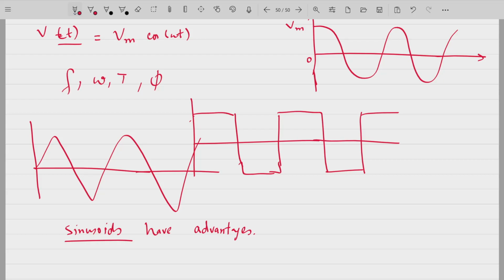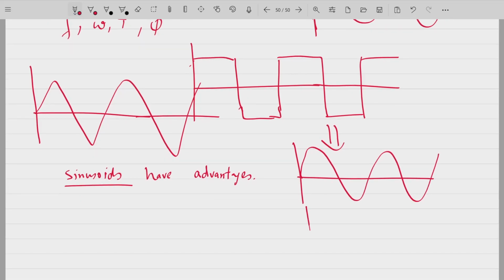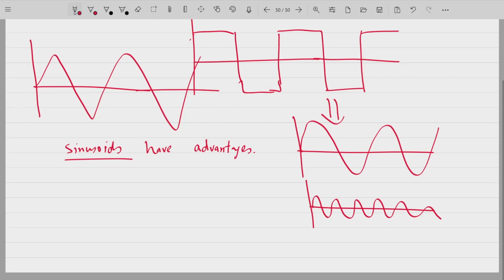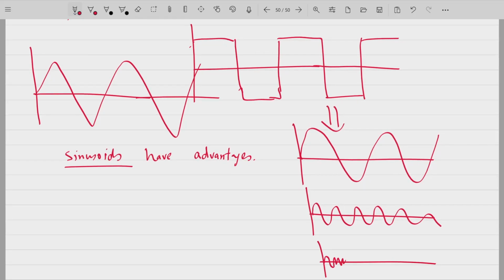Thirdly, sinusoids are the basic functions. You can even represent a square function using a sinusoid. You can represent a triangular function using a sinusoid. You cannot represent a sinusoid by a square function, but you can represent a square function by a sinusoidal function. This square function is actually made up of a number of sinusoidal functions. If you add up all these different sinusoidal functions, what you will get is ultimately a square function. But from a square function you cannot get a sinusoidal function.